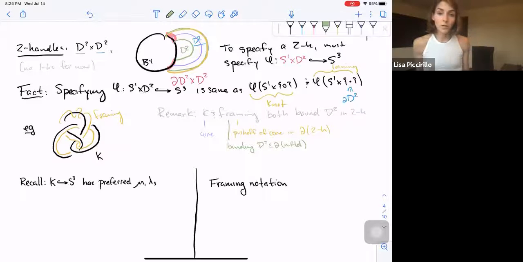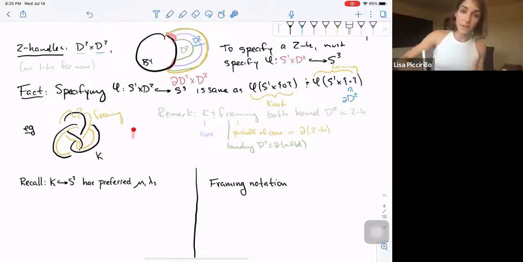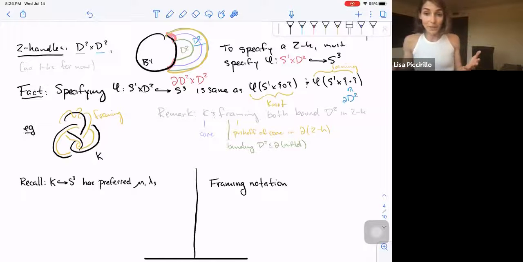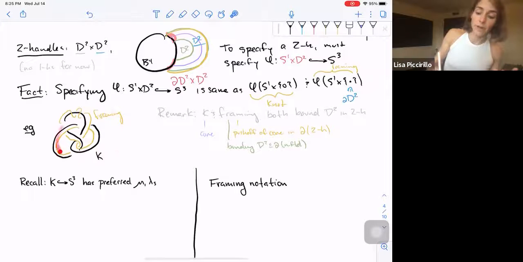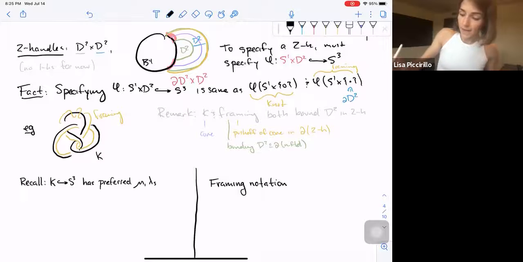Okay, so that's how you specify a two-handle. You have to specify the knot where you're going to send the solid torus, and you have to specify a framing. You have to specify where you want to send a push off of the core. And a fully correct way to write this down every time is to actually draw that push off. But this notation is a little bit cumbersome. So we have a way to get out of having to draw this gold curve every time. And here's what it is. You want to recall that knots in S3 have a preferred meridian and something that's called the Seifert longitude.